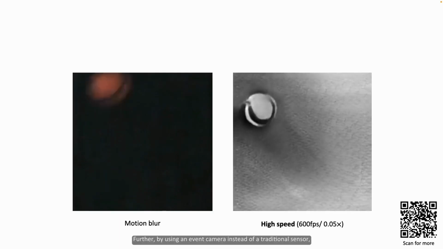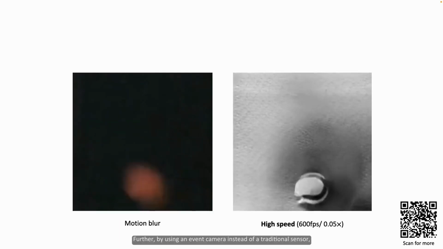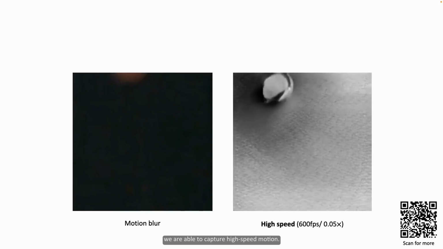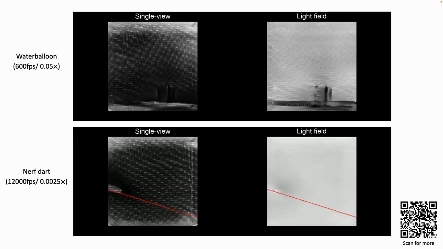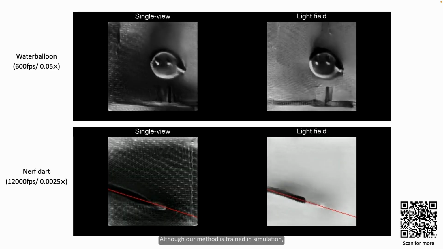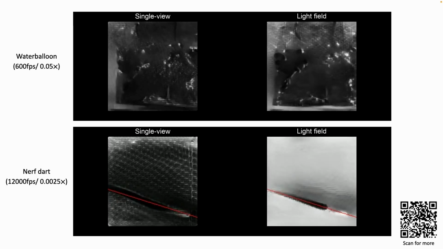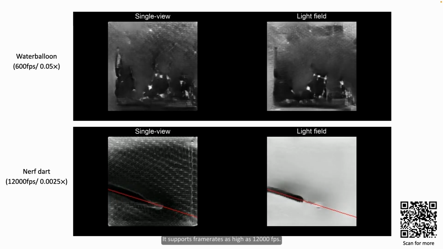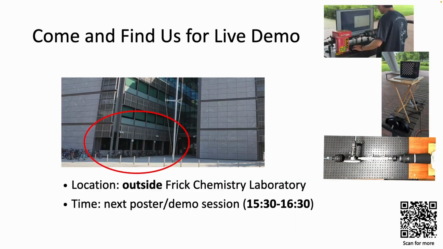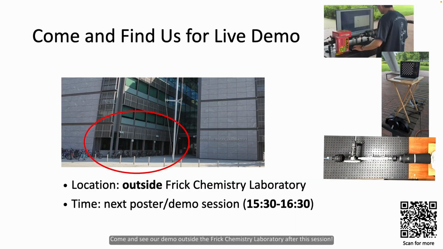Further, by using the event camera instead of the traditional sensor, we are able to capture high-speed motion. Although our method is trained in simulation, it still generalizes to unseen non-rigid objects. It supports frame rates as high as 12,000 fps. Come and see our demo outside the Frick Chemistry Laboratory after this session.